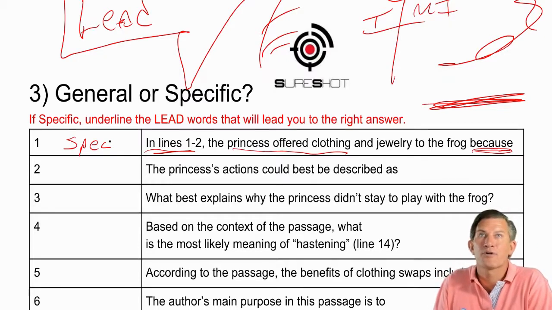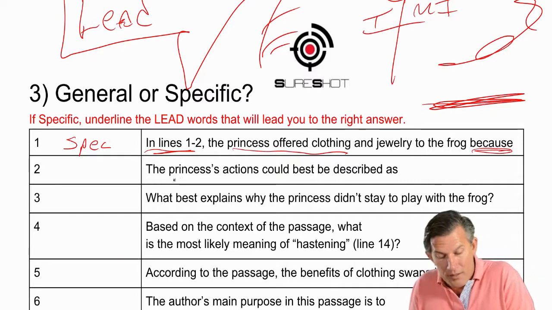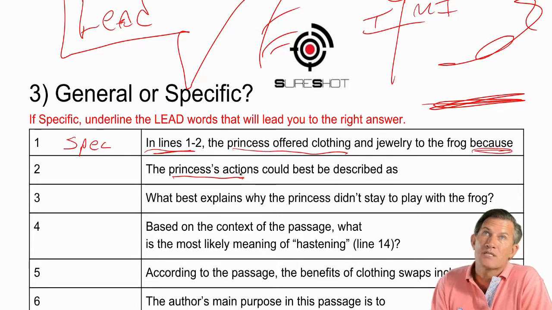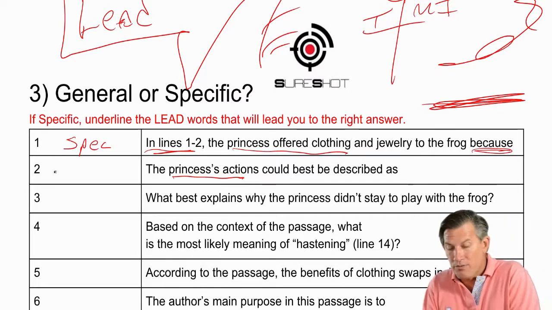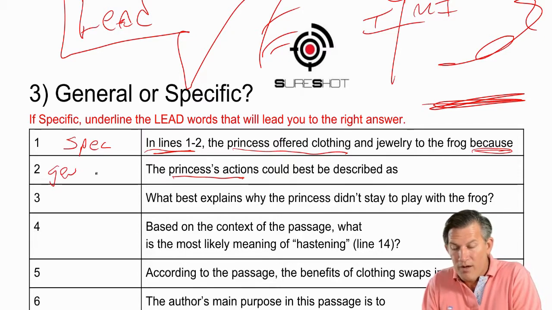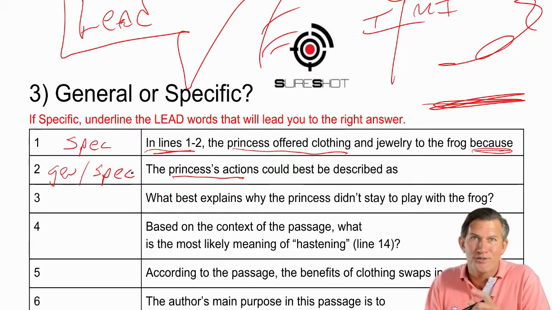The princess's actions could best be described as. Well, we're not sure, because we haven't read the passage, this is probably about the princess and the frog. The princess's actions, if they were discussed in all the paragraphs, could be general, and it could be your main idea. Or if it was just in one spot or one paragraph, then it could be specific. So this one's a little confusing. Why? Because I love to trick children.